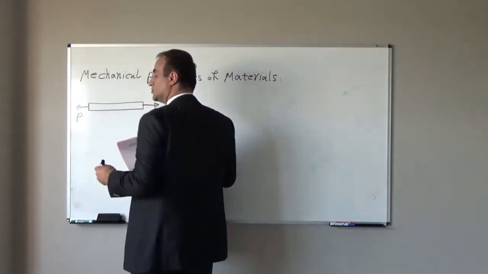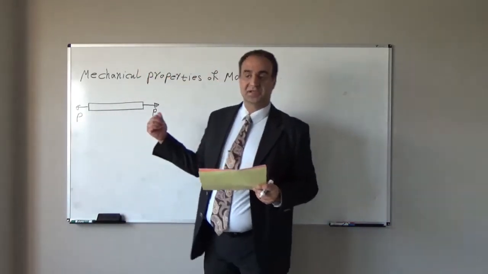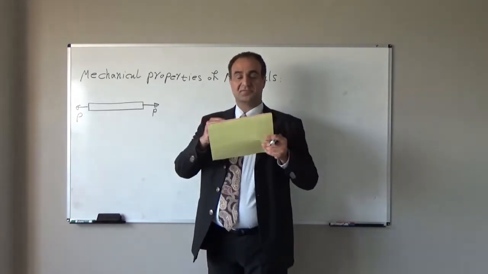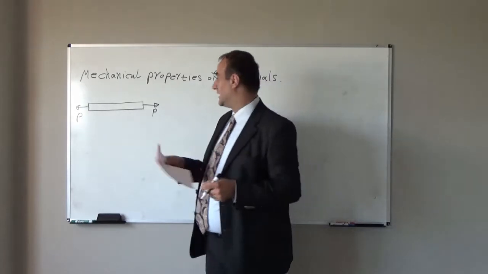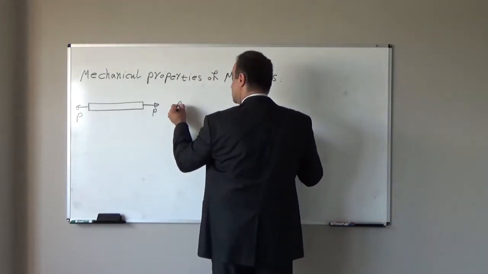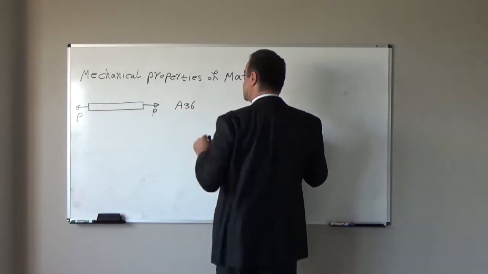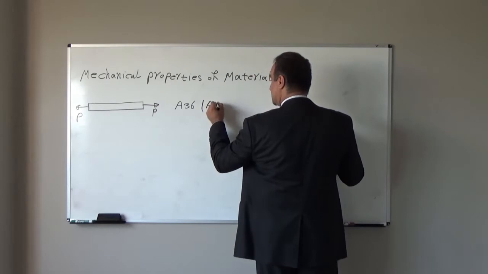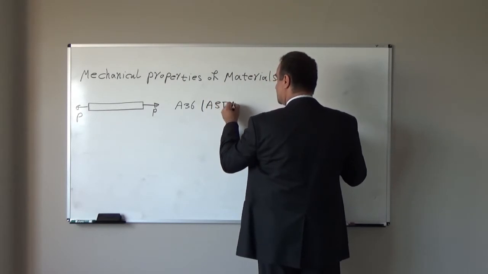P and P. So the only internal force in this rod, inside we will have P, because external load we are pulling with P. Assume this specimen or sample is from A36 steel. A36 steel, this is named in the ASTM.